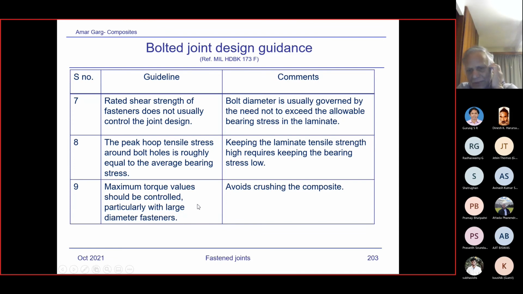What it is saying is that if you have a large fastener, then torque values will be high, or 100% torque. You have to really see whether, by applying that much torque, which is converted to compressive force on the laminate, the laminate will crush. Normally, the torque ratings are given such that they will not cause crushing of the laminate.